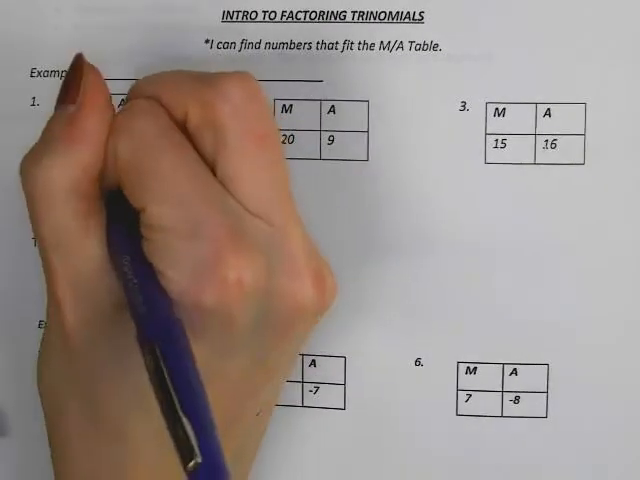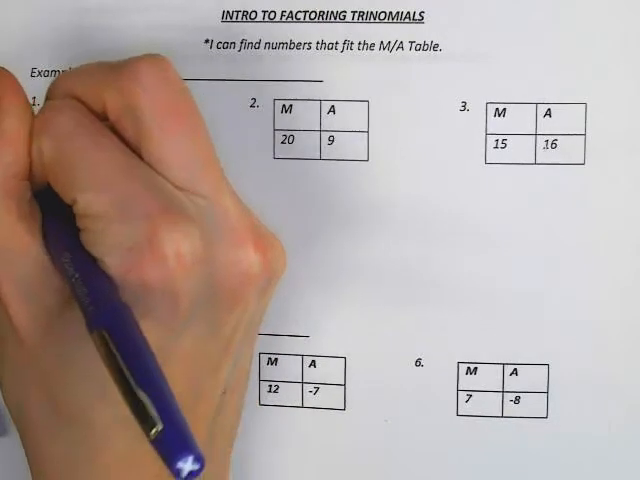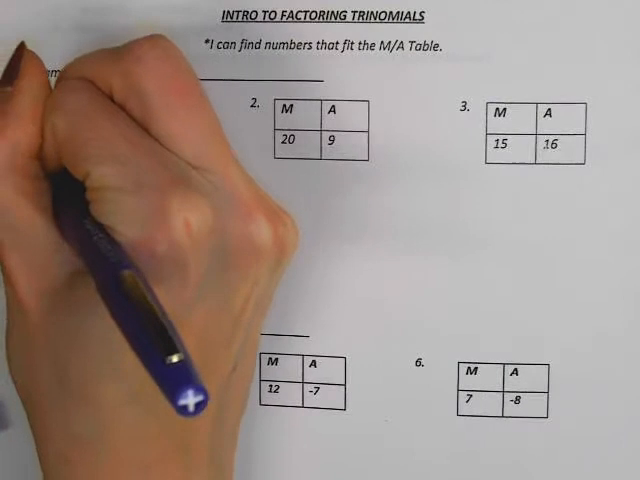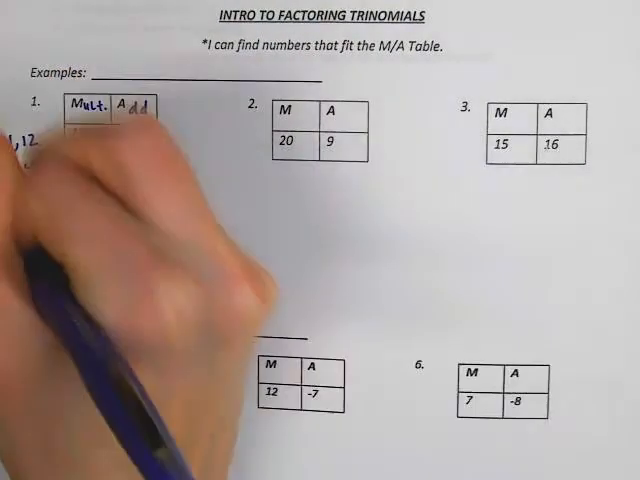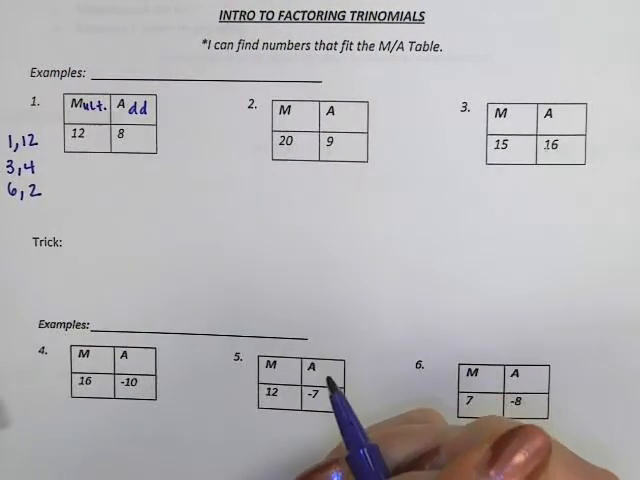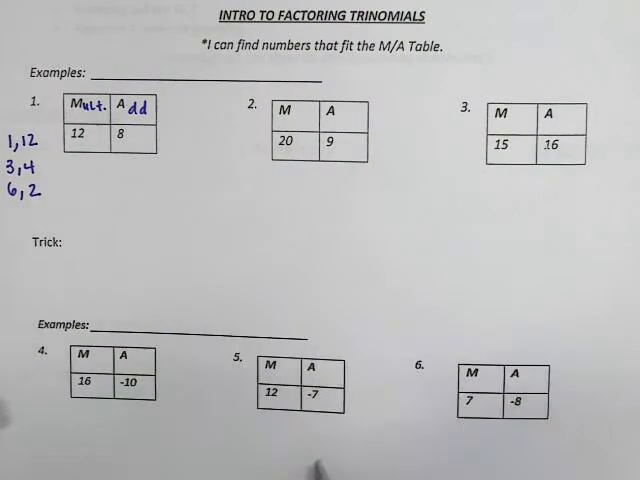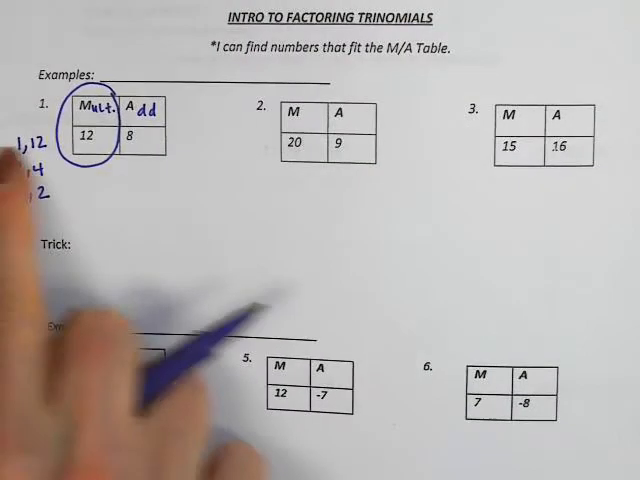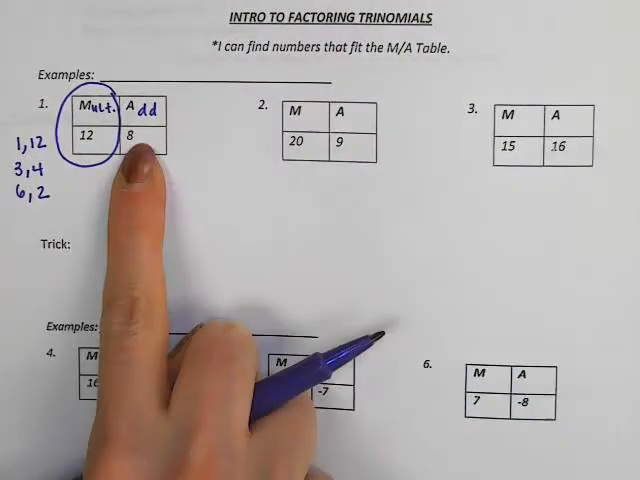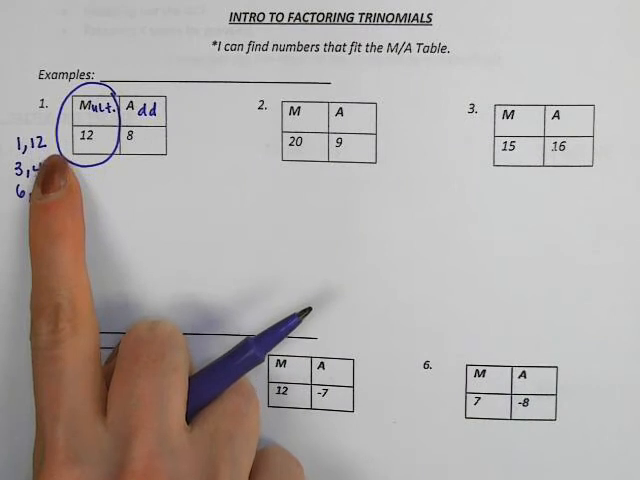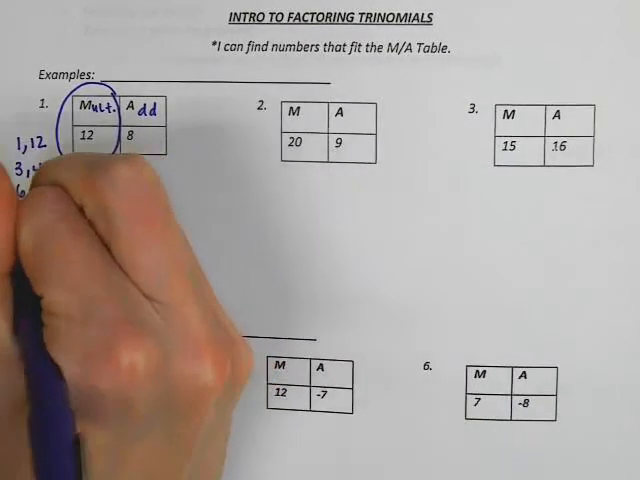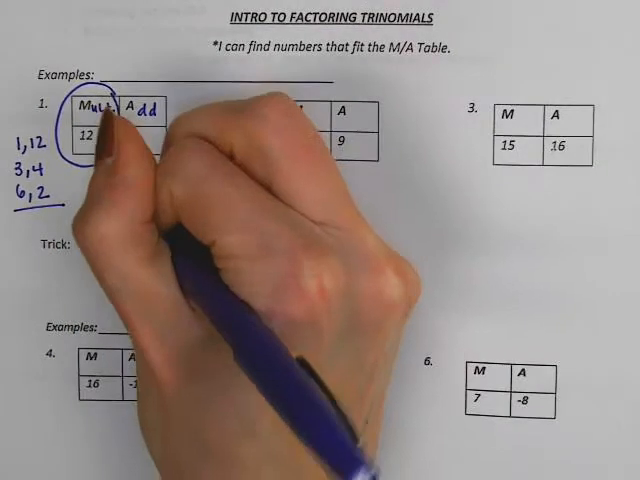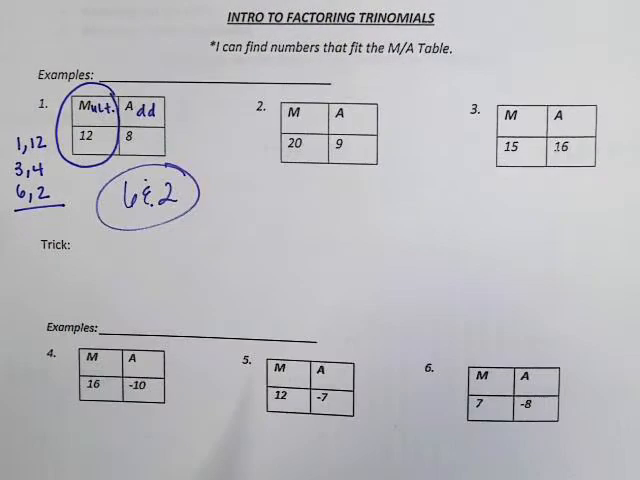Start with the multiply number and write down a list of all the ways you can multiply to 12. It could be 1 and 12. It could be 3 and 4. It could be 6 times 2. I think that's it, right? Once you have your multiply list, find out which set of these numbers adds to 8. If you scroll down the list, you will see that it's 6 and 2. Aren't those the only pair that adds to 8? So your answer, you would just write 6 and 2.